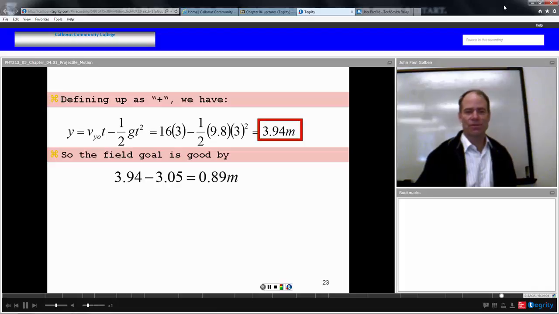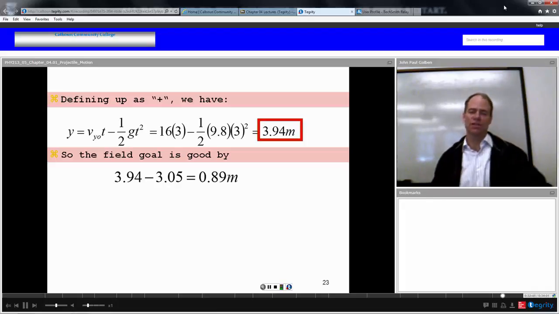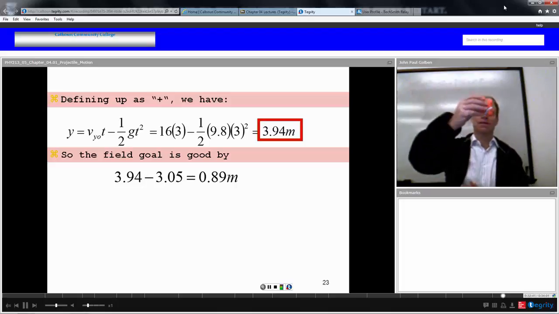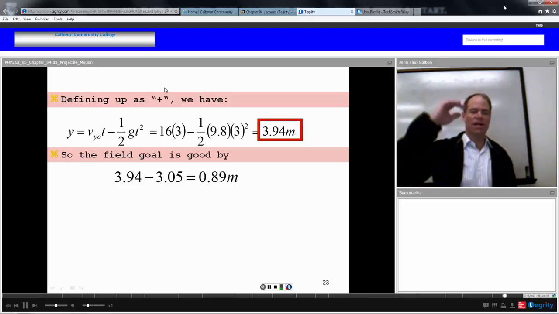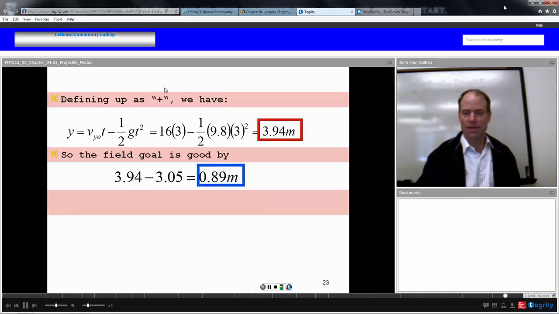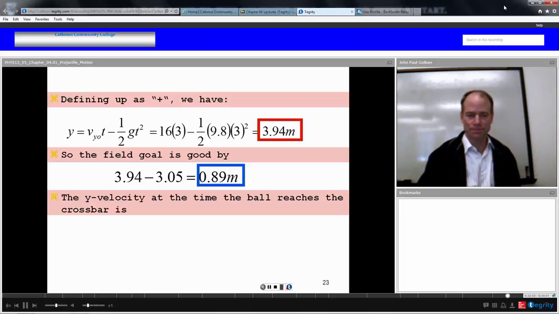The goal is 3.05 meters high, so the ball should clear the goal by 0.89 meters. 3.94 minus 3.05 is 0.89 meters, which is a little bit less than a meter. It doesn't matter if it's good. Hopefully there's no crosswind, so it's not wide right or wide left, and then the other team wins. Roll Tide.